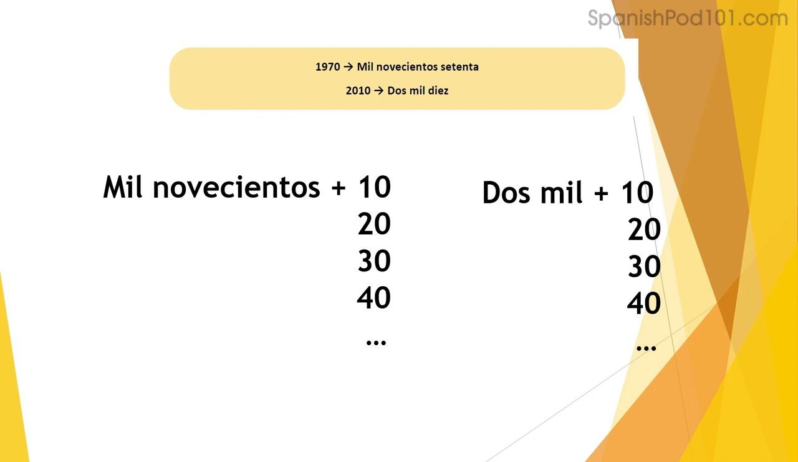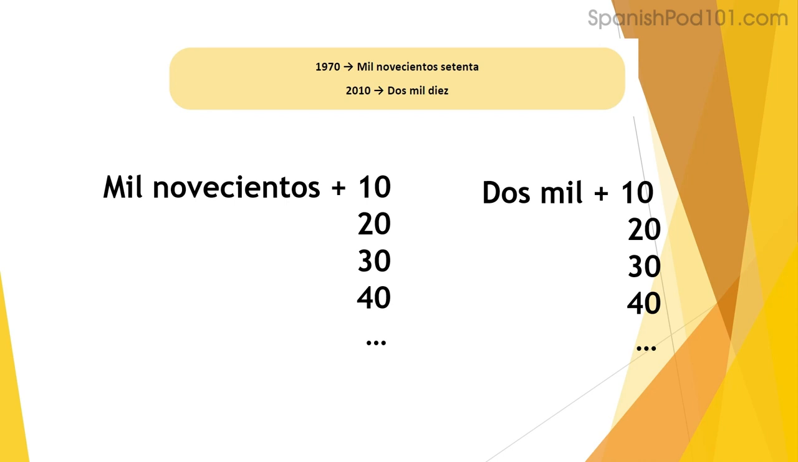Okay, let's pronounce 1970 in Spanish. Vamos a pronunciar en español. 1970. Repite. So basically what we're saying here in Spanish is 1970, okay? That's what we're saying.